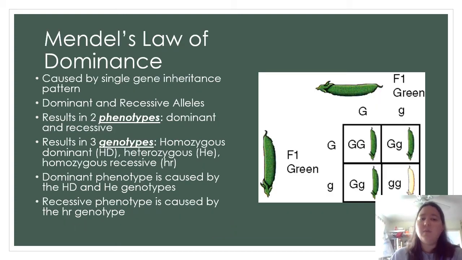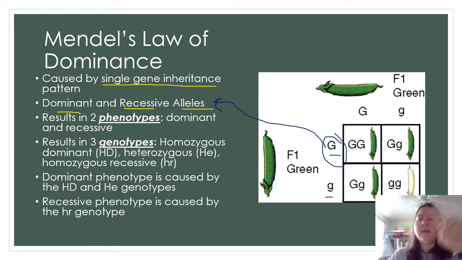So the second law was Mendel's law of dominance, which we now understand as single gene inheritance, which means there's only one gene involved, just one. We're going to get into more complex versions later, but for right now, just one. And so we end up having the dominant and the recessive alleles. In this image you can see big G, little g. Those are alleles.